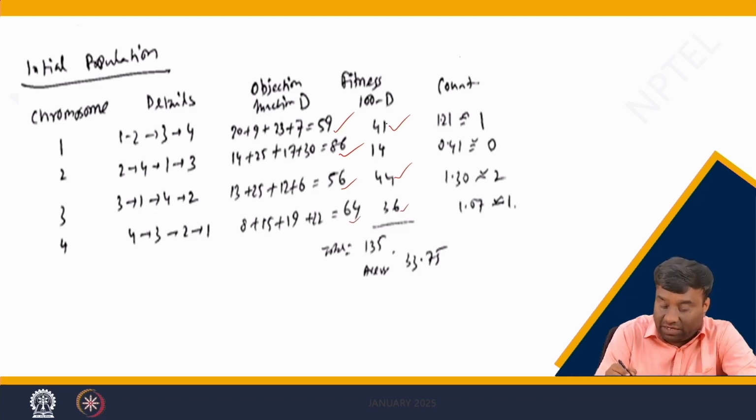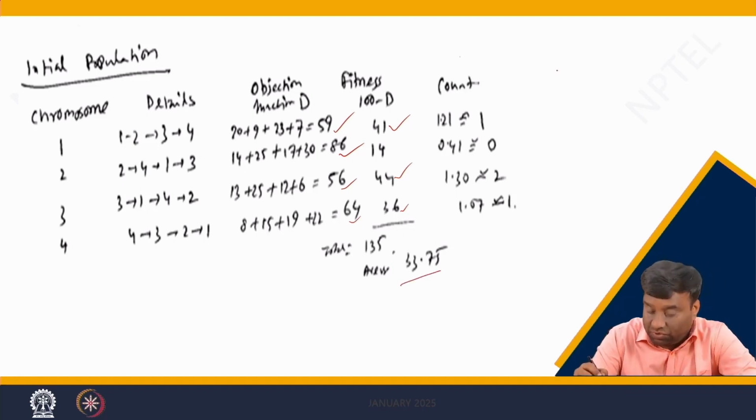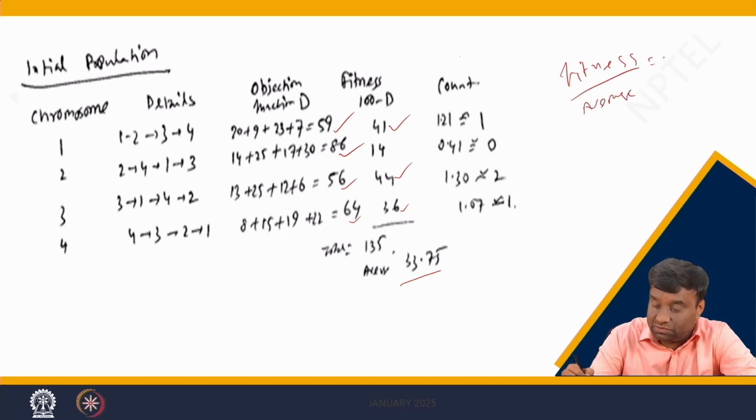So now find the average of these values. If you add them up, you will get the average as 33. So the expected count, you know, is the fitness value divided by the average. Fitness by average is known as the expected count.